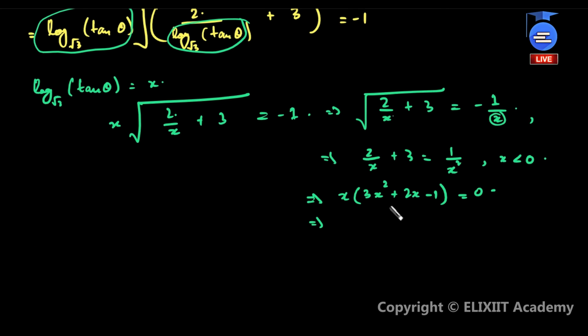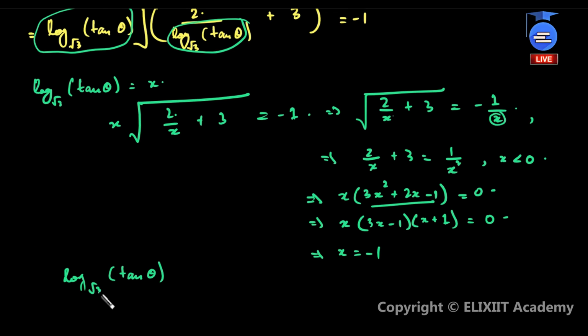So the only solution from here will be, if you factorize this, what will you get? You will get (3x minus 1) into (x plus 1) is equal to 0. Clearly, you have to accept only the value x is equal to minus 1, because x cannot be positive. So only x is equal to minus 1 is possible. So from here we have log of tan theta base root 3 is equal to minus 1.